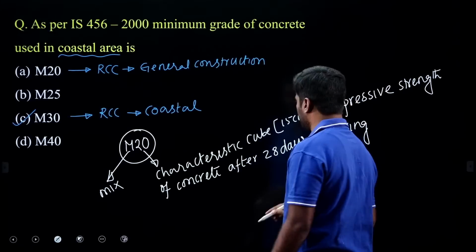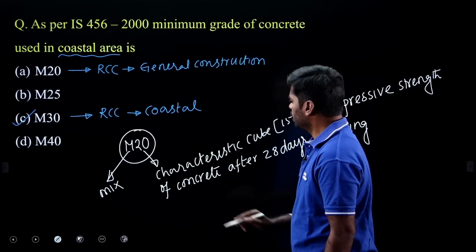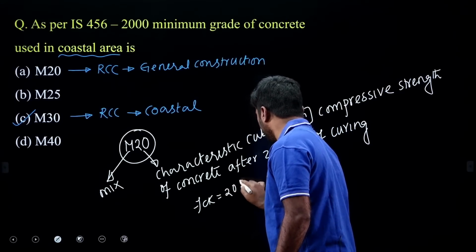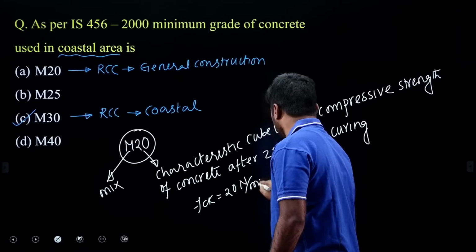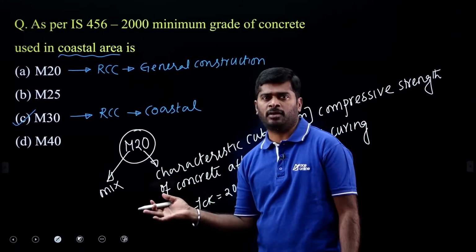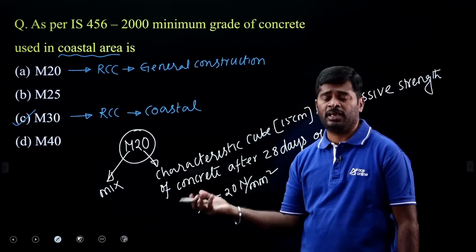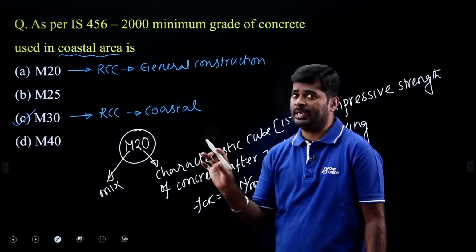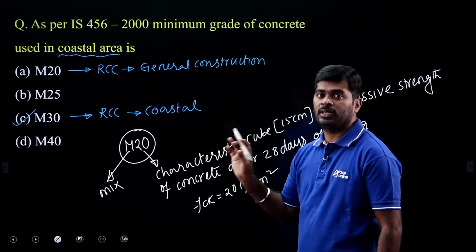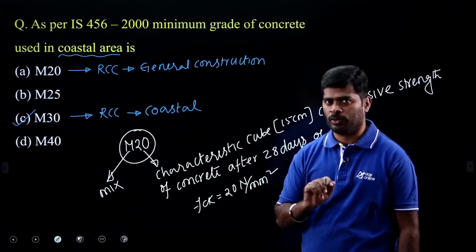After 28 days of curing. Okay. So, we can write down here FCK equal to 20 Newton per mm square. Maybe this one also expected question. In M20 grade concrete, either M20 or M25, whatever it is, that letter M refers to mix and the number refers to characteristic strength. Okay.